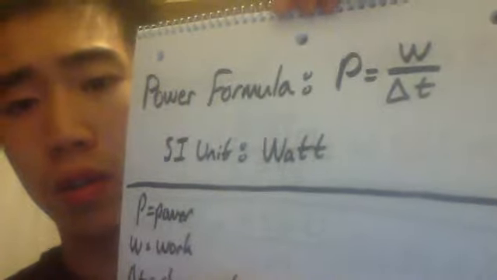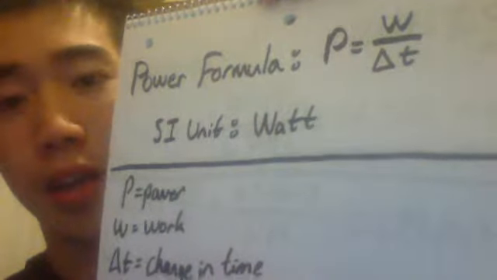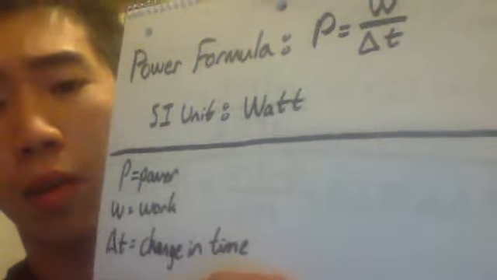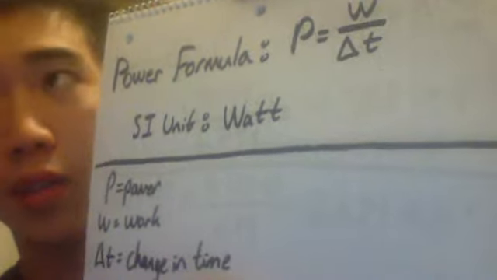To start off, power is defined as the rate at which work is done. The equation for power is shown here: P equals W over delta T, and the SI unit for power is the watt. The P stands for power, the W stands for work, and delta T stands for change in time.